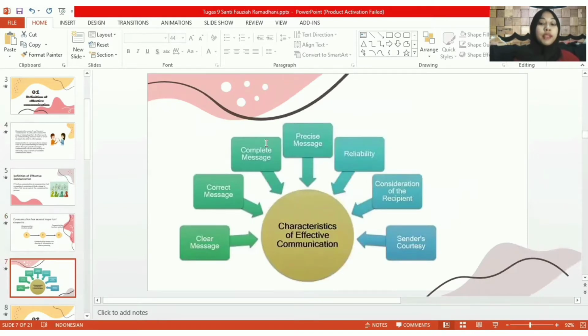Characteristics of effective communication. The first is clear message. The second is correct message. The third is complete message. The fourth is precise message. The fifth is reliability. The sixth is consideration of the receiver. And the last is sender conflict.